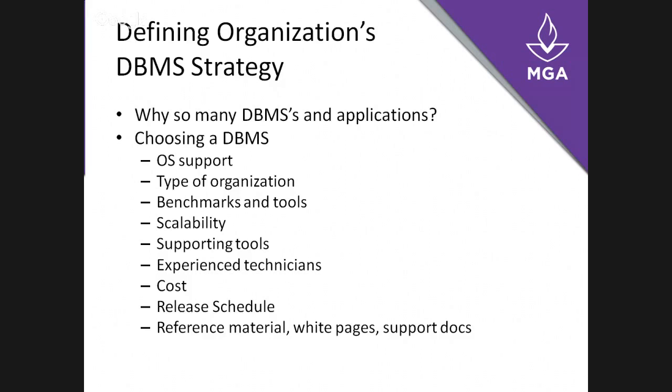Benchmarks and tools. You need to have a database system that is going to keep up with your transactions. If you have hundreds of users concurrently trying to run transactions, you need a database system that's going to support that. Whereas a homegrown business that may handle two or three people at the same time at best, you can afford to cut costs and have something a little bit smaller.